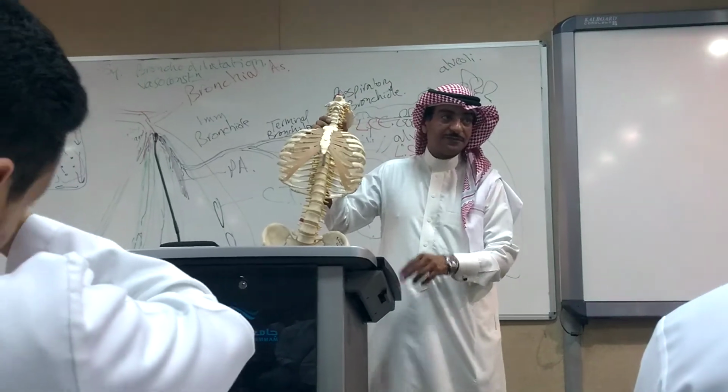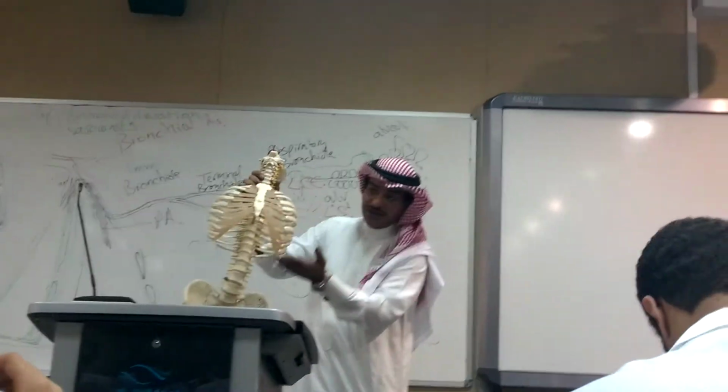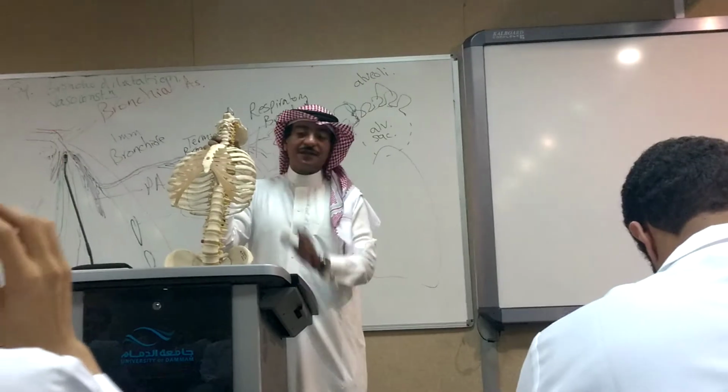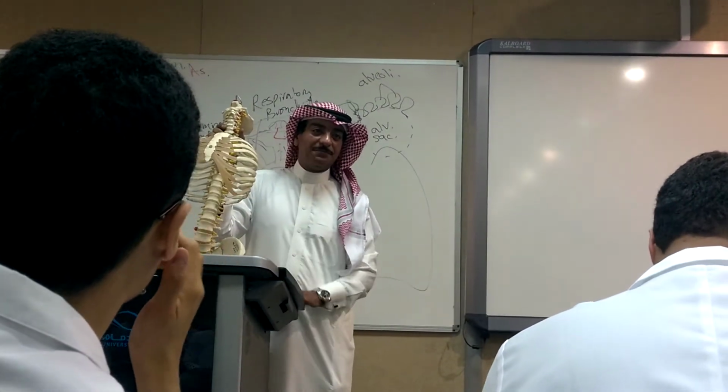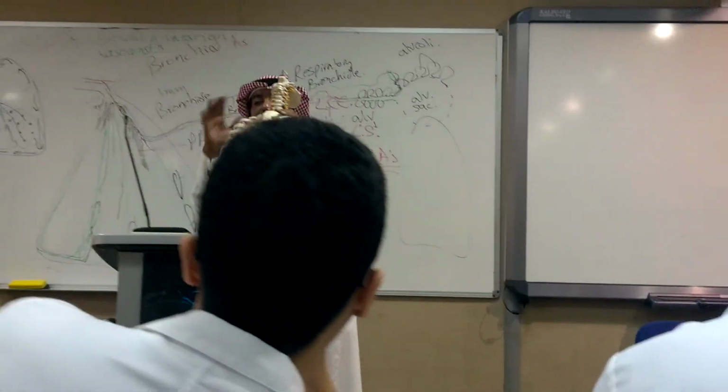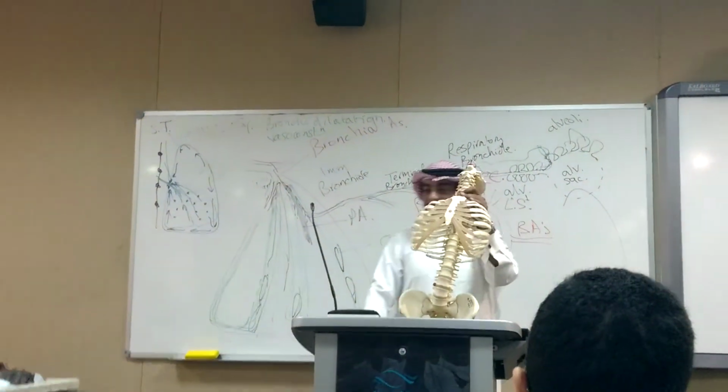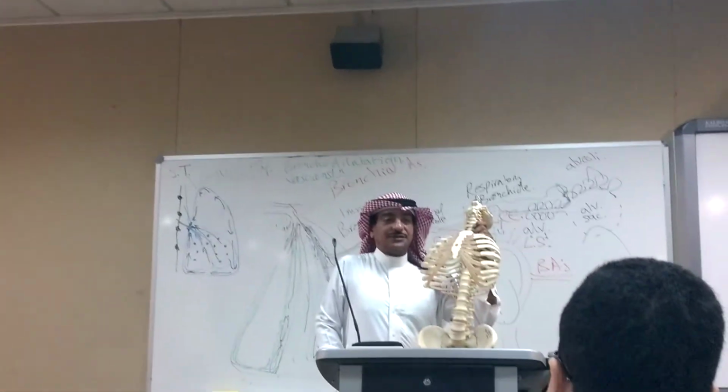Clear to everyone? Right. The oblique line is exactly the same. The inferior border is exactly the same for the lung and for the pleura on the right and on the left. These are the lines of reflection.